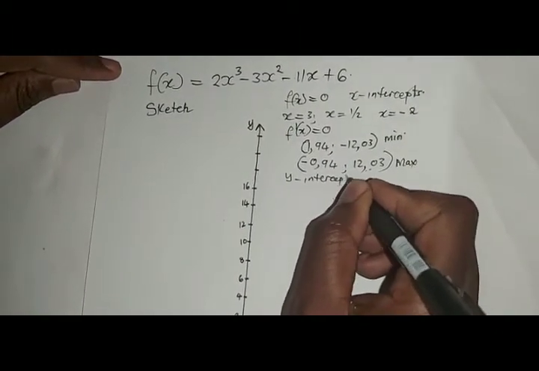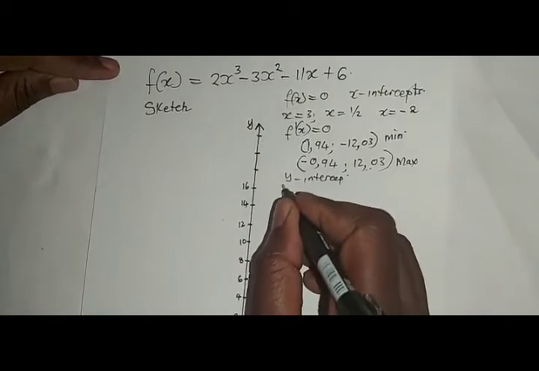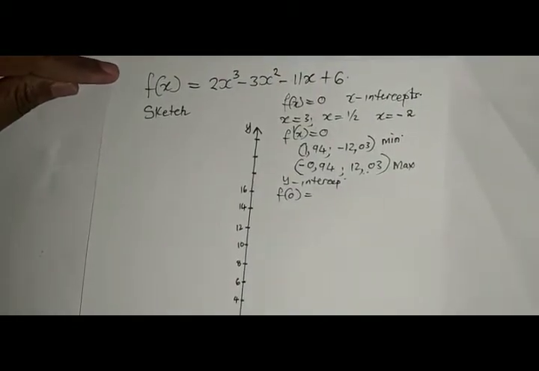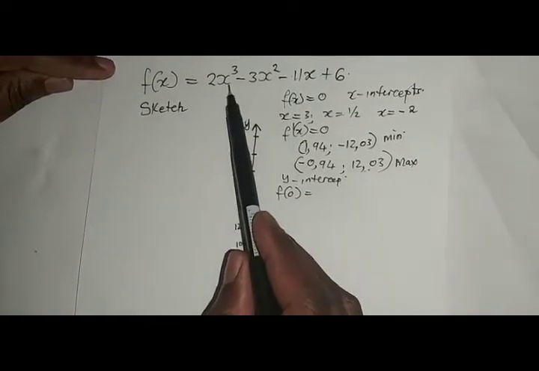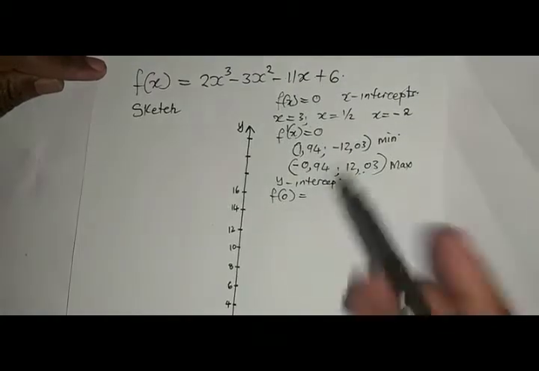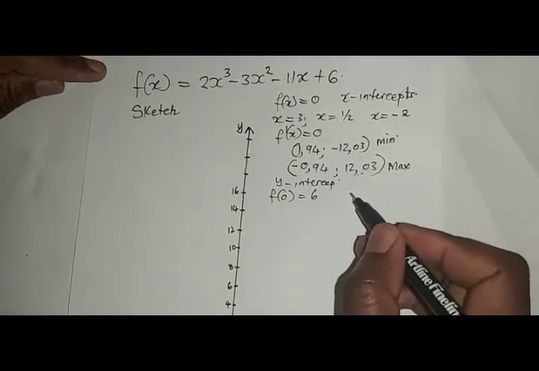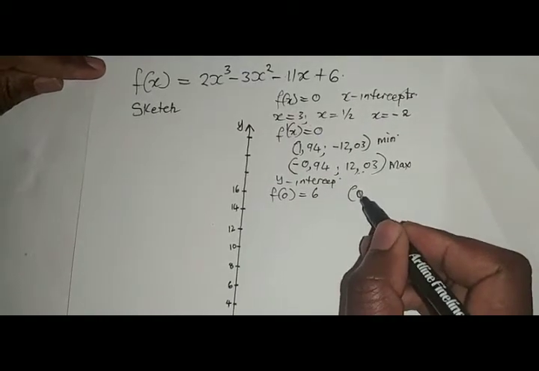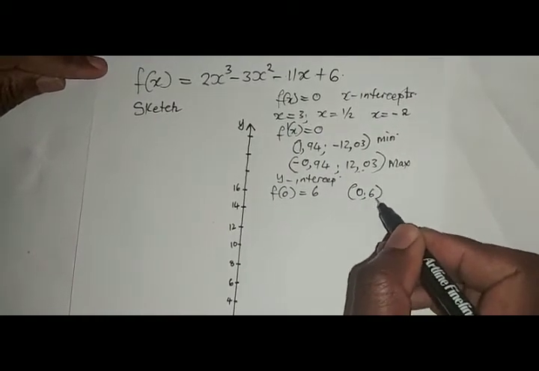Now going forward, we also need to find the y-intercept. The y-intercept, you find it by finding f(0). That is to say, where there is x in f(x), you put 0, which means you'll be left with 6. Therefore, the coordinates of the y-intercept will be (0, 6).